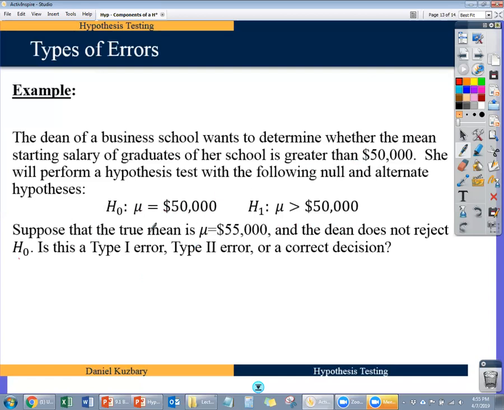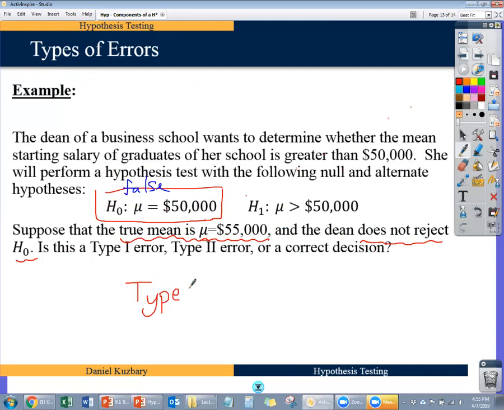Let's do it one more time. Same hypotheses. Suppose the true mean is 55,000. In other words, this isn't true, again, and the dean does not reject H naught. In other words, again, this is false because the mean is 55,000, but the dean doesn't reject it. The dean should reject it because it's false. It's really 55. But anyway, the dean doesn't, which is always possible. This is what's called a type 2 error.